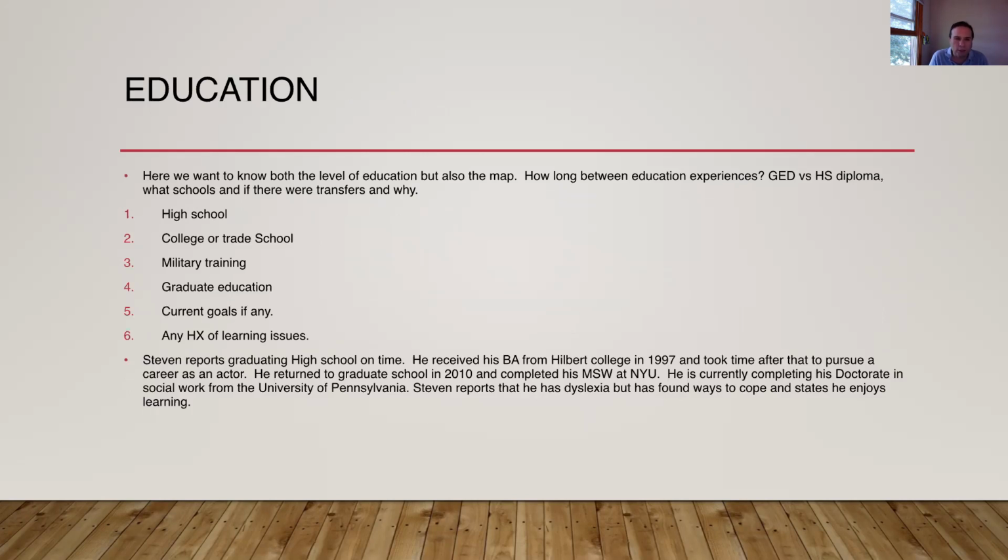If we're seeing high school dropping out, or if there's a report of a lot of difficulty in school, it might suggest a condition of ADHD. If you were thinking of adult ADHD, you would want to explore education history really well. So a little example, Stephen reports graduating high school on time. He received his BA from Hilbert College in 1997, took time after that to pursue a career as an actor. He returned to graduate school in 2010 and completed his MSW at NYU. He is currently completing his doctorate in social work from the University of Pennsylvania. He reports that he has dyslexia, but has found ways to cope and states he enjoys learning.